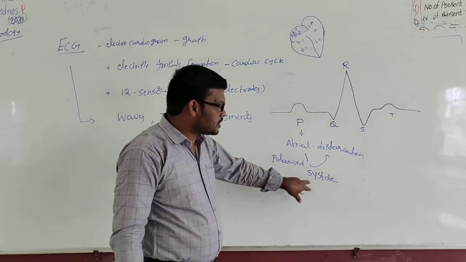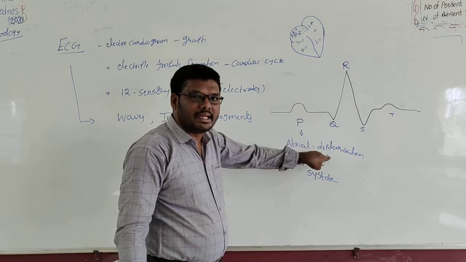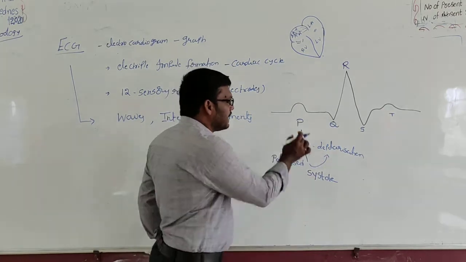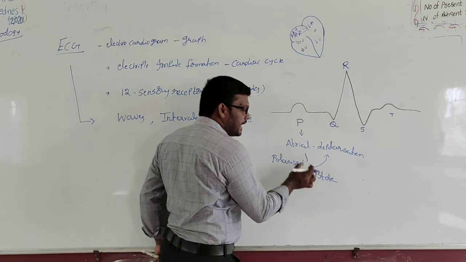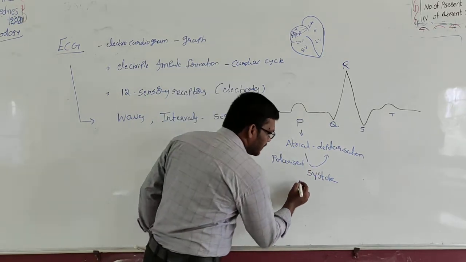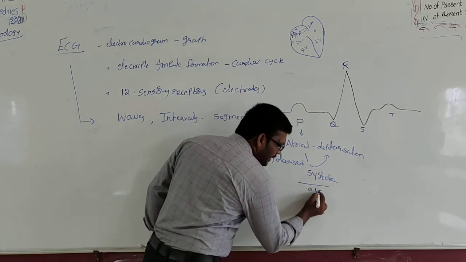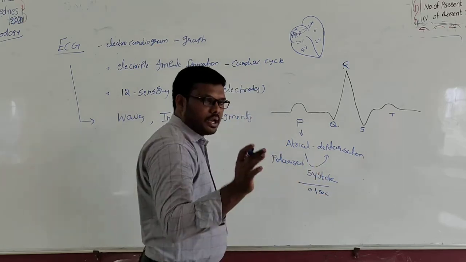Systole indicates what state? Depolarization state. That's why the P wave indicates the atrial systole. How many seconds does it take? 0.1 second.